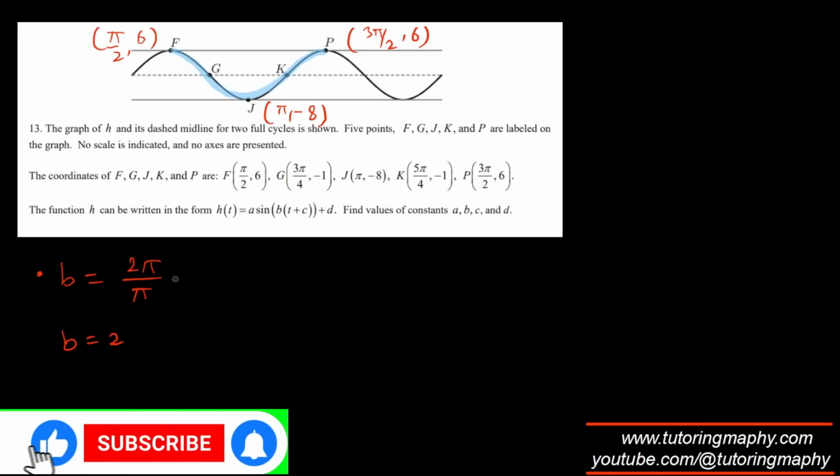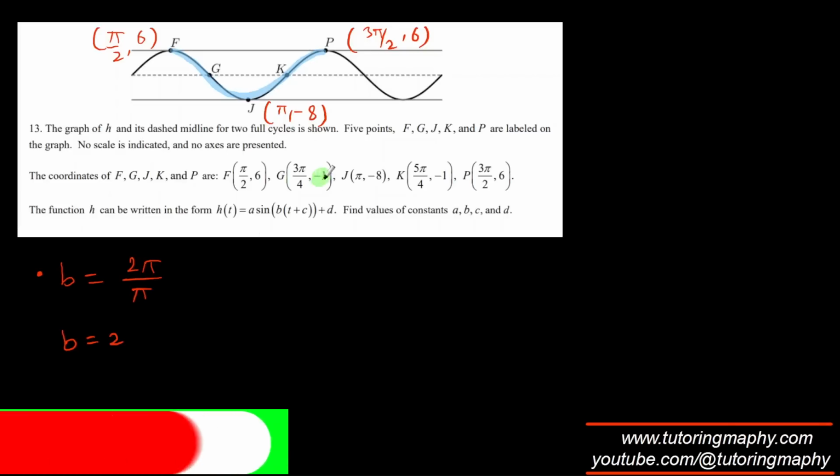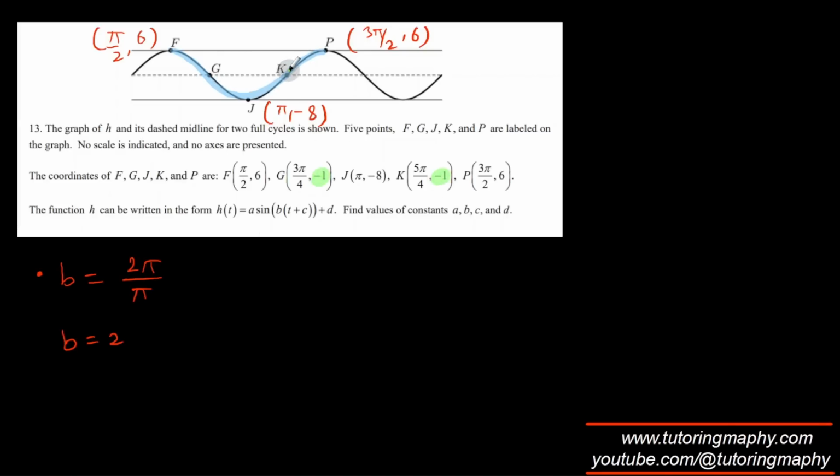And by the way, if you do not really want to calculate d, you can just look at the g coordinate, because that will automatically give you the value of the midline, g or k, right? It is negative 1. So you can just right away say that d is negative 1, rather than finding the d. A, like I said, I prefer to take the positive value. So I'm going to take maximum minus minimum over 2. So 14 over 2 is just 7, I think.